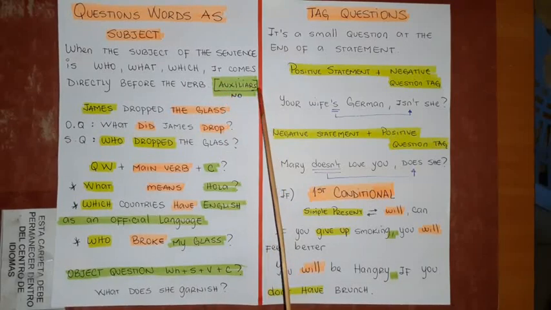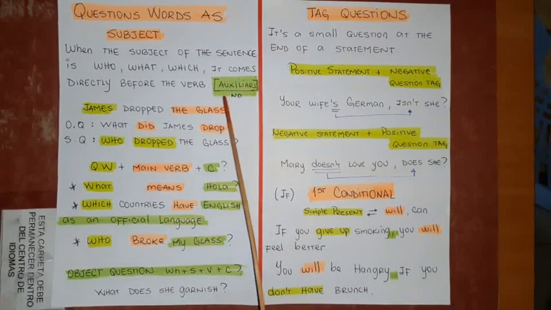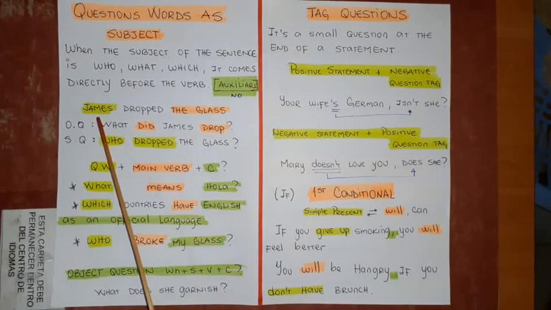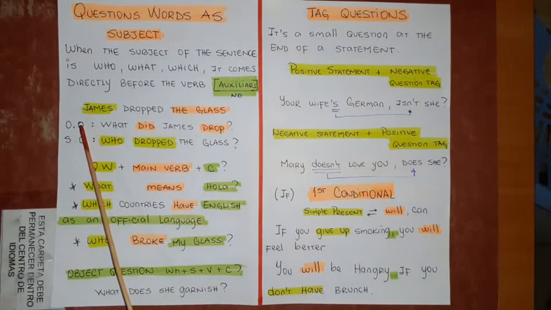And we don't have to use auxiliary. Okay? Here we have an example. James dropped the glass. Object question. Cuando ustedes tengan object questions, it's because you're using auxiliaries. Las preguntas objeto es cuando utilizamos el auxiliar. What did, my auxiliary, what did James drop? Okay? What did James drop?